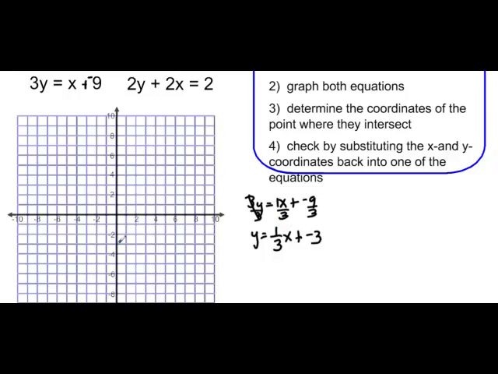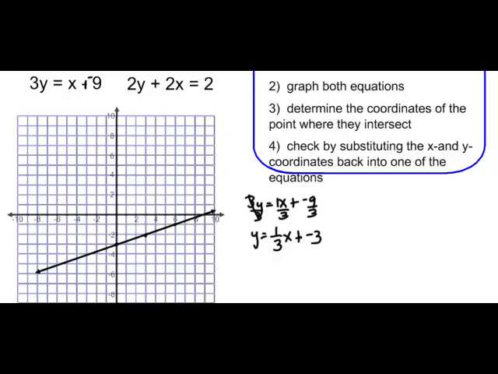So the y-intercept is negative 3, and our slope is 1/3. So up 1 over 3, up 1 over 3. Extend your line, because you never know where it's going to intersect. And let's work on the next one.